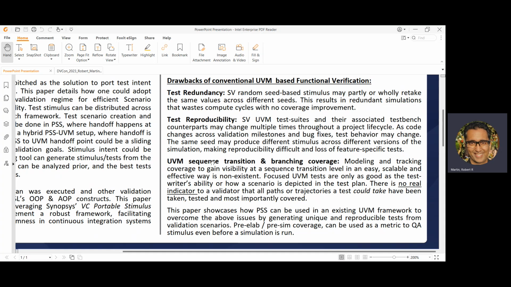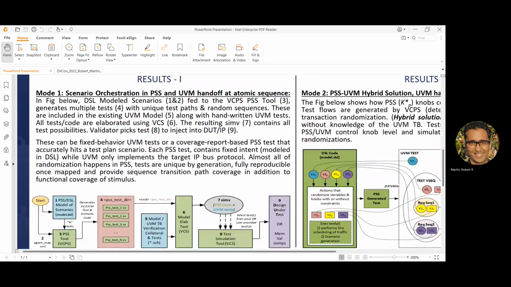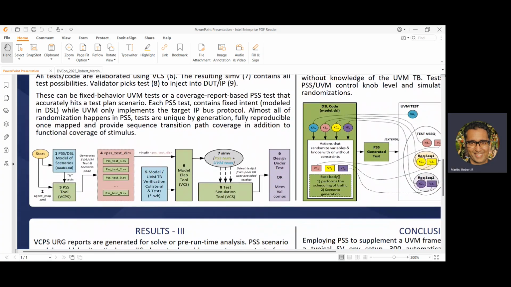This poster represents the novel work done using Synopsys Verilog Continuum Portable Stimulus, or VCPS tool for short, to verify and execute an Intel Memory Fabric IP UVM test plan. In this flow, we wrote constraints and scenarios in a domain-specific language. This was fed to VCPS, which generated individual tests. Each test was a specific scenario out of the total validation space specified by DSL. These are static, reproducible tests that get written out to file. So this solves the first two problems of test redundancy and reproducibility, as all the tests were unique, static scenarios.